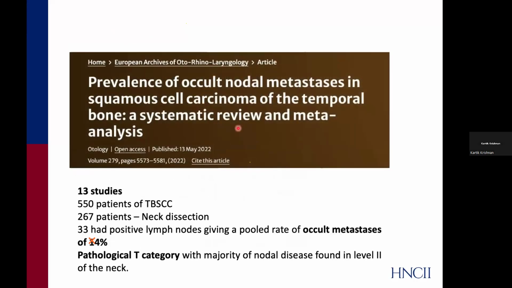Studies have also been done on the prevalence of occult node metastasis in squamous cell carcinoma of the temporal bone. This is a systematic review and meta-analysis of 13 studies involving 550 patients with temporal bone cancers. 267 patients underwent neck dissection, and they saw that the total occult metastatic rate was 14%. They also saw that the higher the T stage, the higher the chances of nodal metastasis, and mainly the metastatic disease was found in level 2.